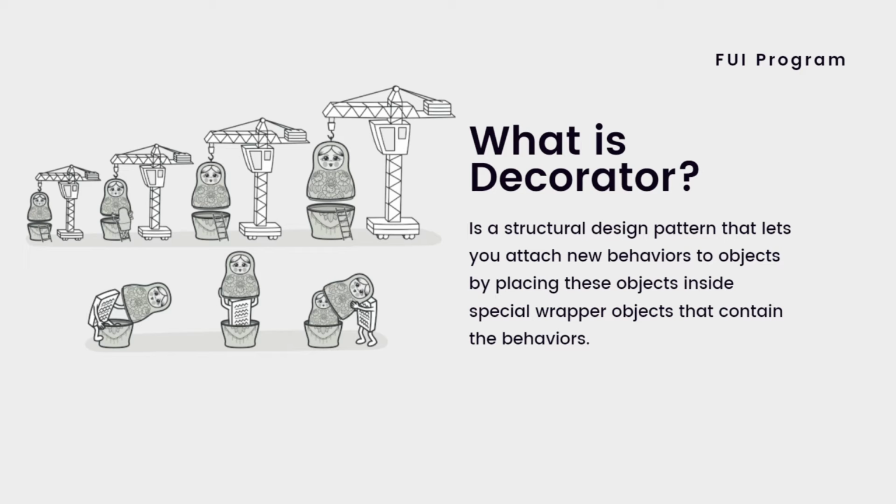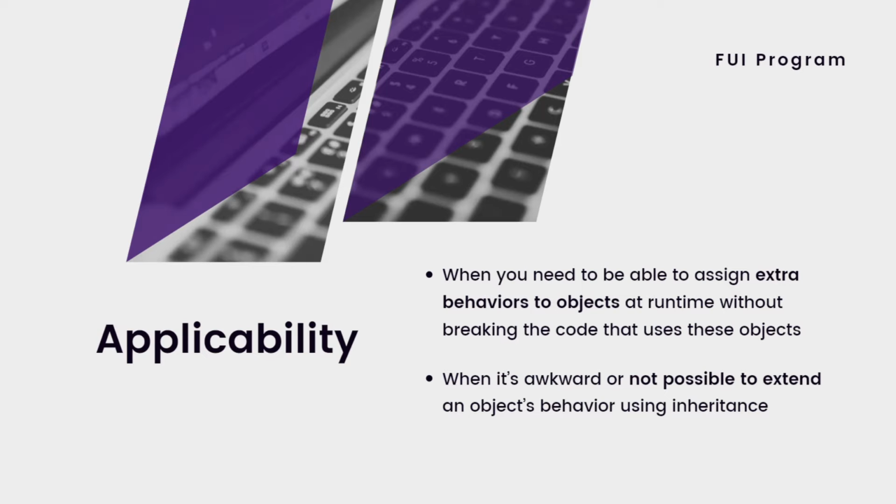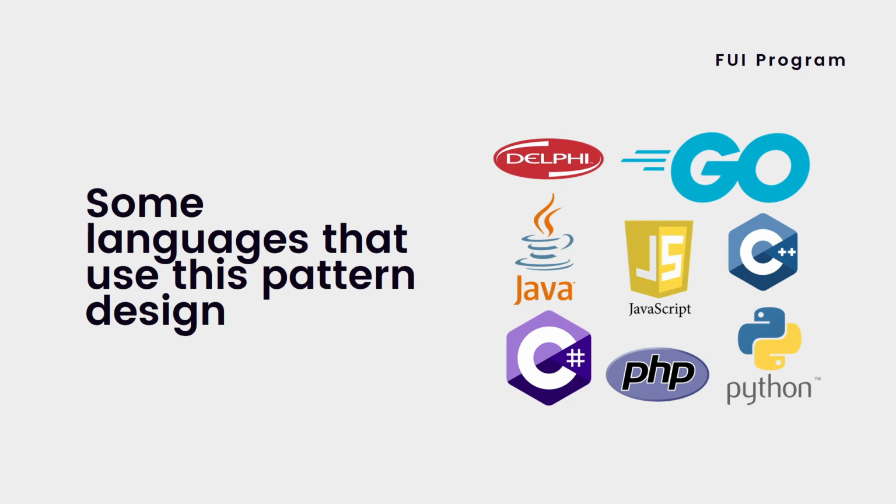But when should this pattern be applied? First, when you need to be able to assign extra behaviors to objects at runtime without breaking the code that uses these objects, and also when it's awkward or not possible to extend an object's behavior using inheritance. This pattern can be used in some languages such as Delphi, Go, Java, JavaScript, TypeScript, C++, C Sharp, PHP, Python, and others.